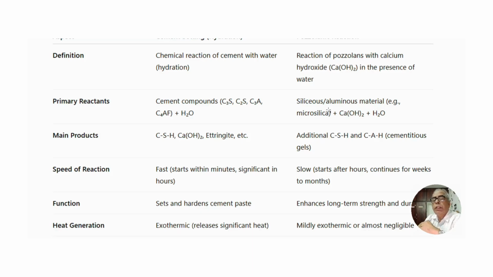Whereas in pozzolanic reactions, the primary reactants are siliceous material, which means a silicon-based material, or aluminous material, like in the case of microsilica. That reacts with the calcium hydroxide and water, and that results either in CSH type of bonding in the absence of alumina, or in the presence of alumina, it results in CAH, where A represents alumina. So this is forming a cementitious gel in the case of a pozzolanic reaction.